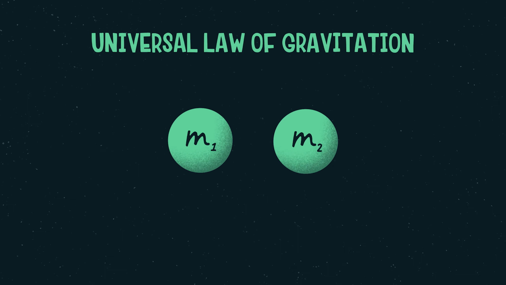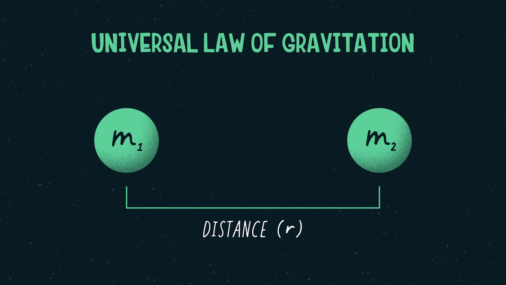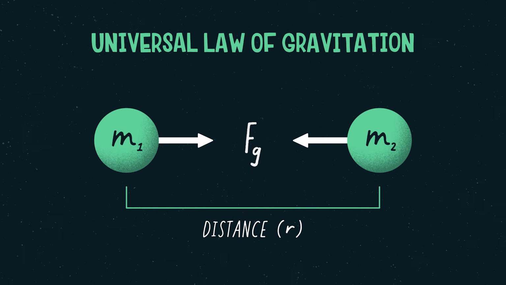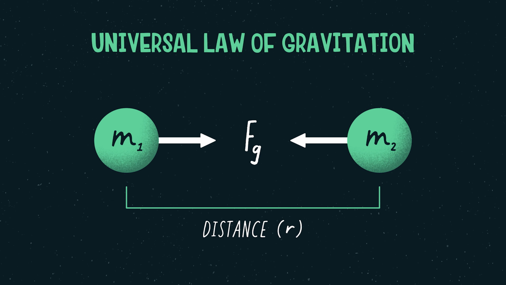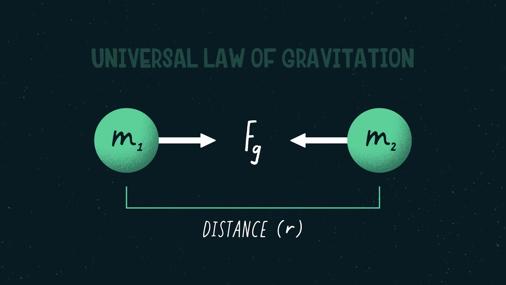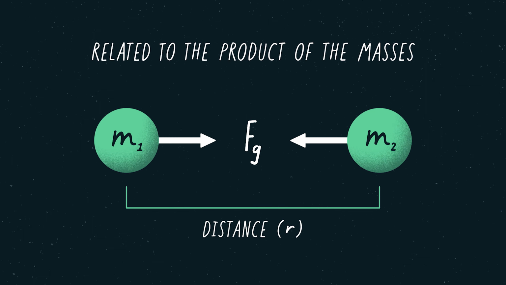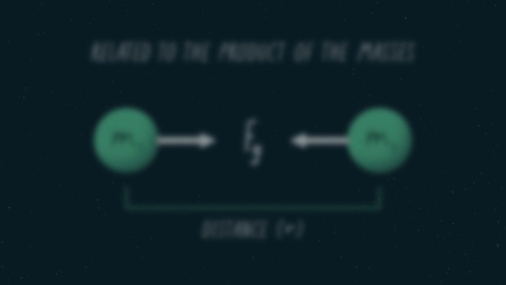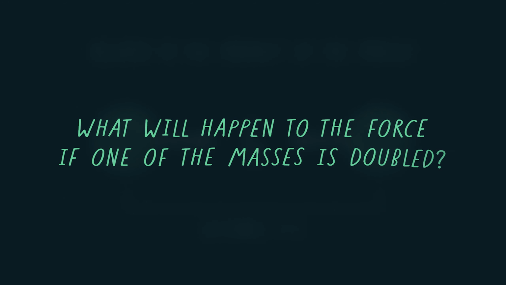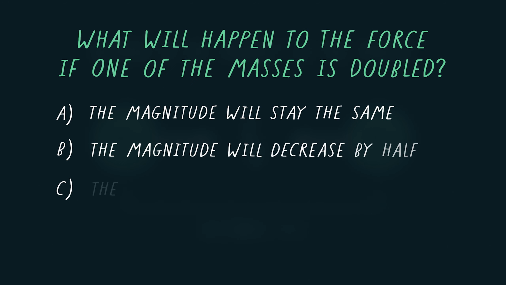Every mass in the universe attracts every other mass through a force, what we call gravity. So, imagine two masses in space, separated by a distance, both experiencing the same gravitational force towards each other. The amount of the gravitational force is directly related to the product of the two masses. What do you think will happen if we double the mass of one of the objects?